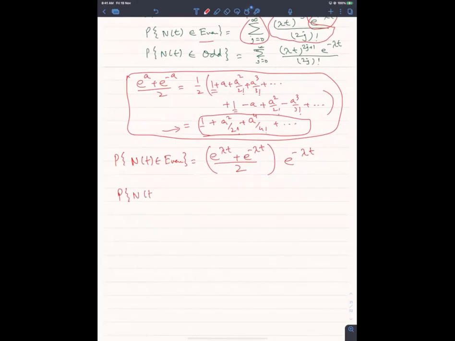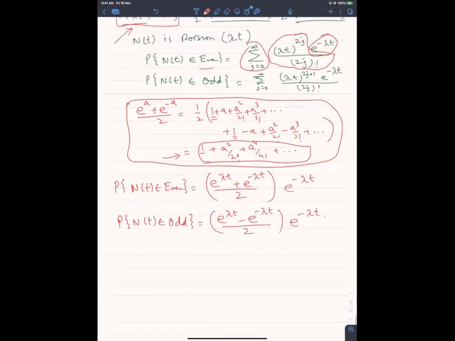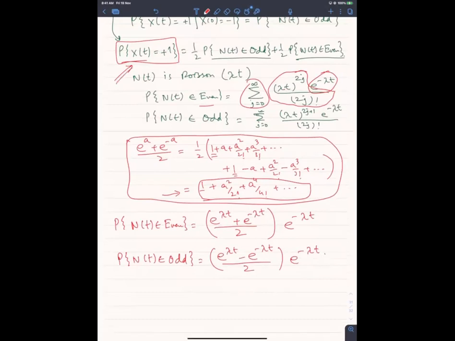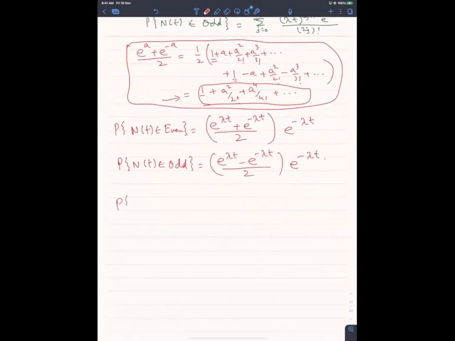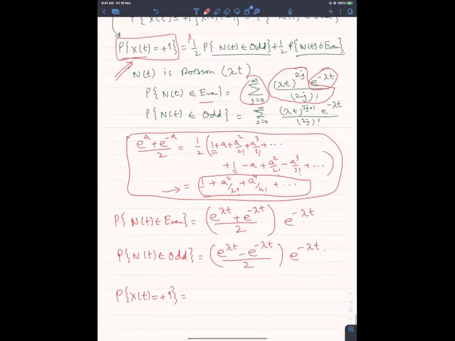Similarly, the probability that N(t) is odd. What will its probability be? (e to the lambda t minus e to the minus lambda t) divided by 2, multiplied by e to the minus lambda t. Now we can go ahead and calculate the probability that X(t) is +1. We can calculate this probability. It says 1 over 2 the probability N(t) is odd, plus 1 over 2 the probability N(t) is even.